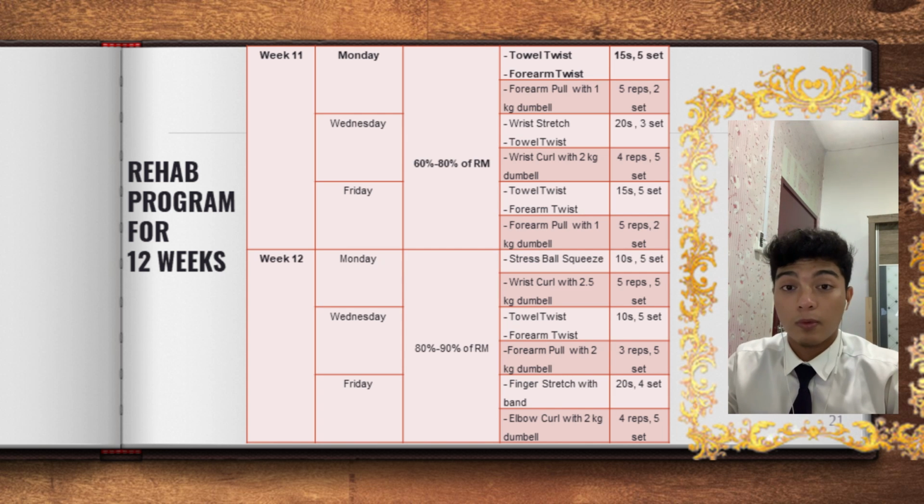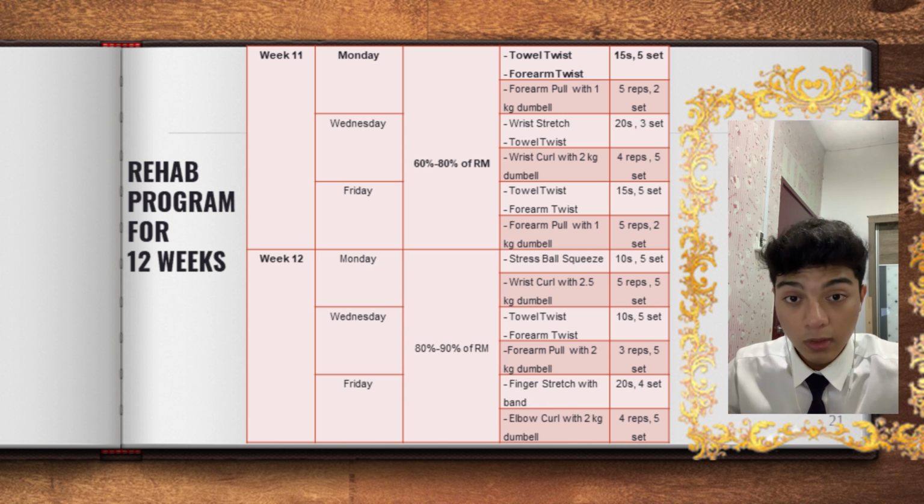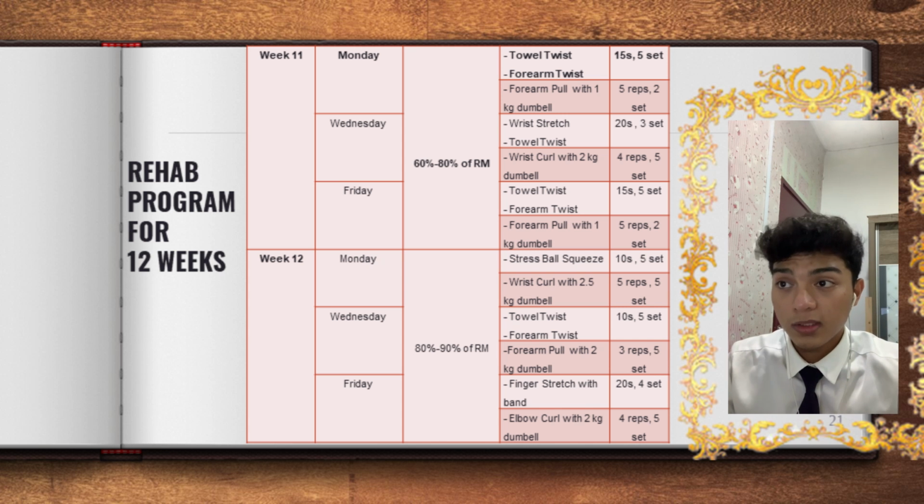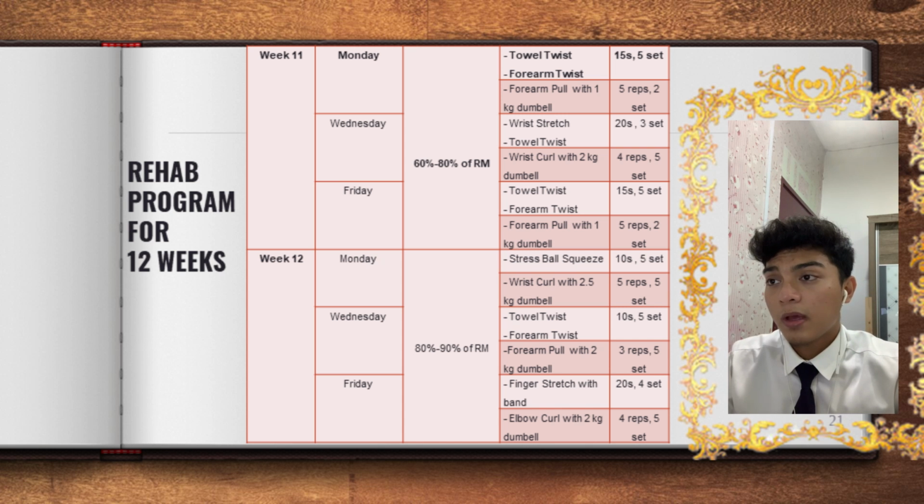Okay, we proceed to week 11. For week 11 the intensity is the same as week 9 and week 10. On Monday we can see that we have a towel twist, also forearm twist, that we will do 50 seconds for 5 sets. Also we have a forearm pull with a 1 kilogram dumbbell that we'll do for 5 reps for 2 sets.